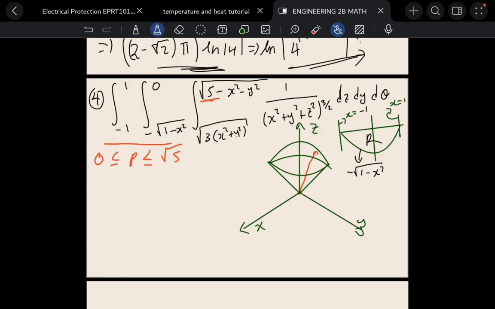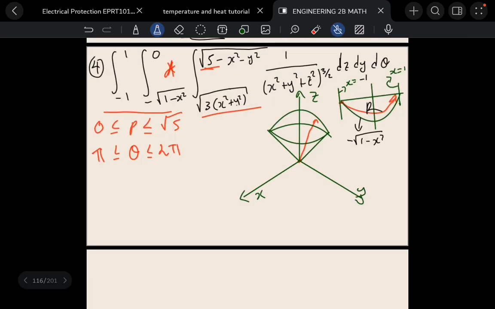Now your theta, if you look at this particular region that is given there, because the origin starts here to there, your minimum is pi, your maximum is 2 pi. So take note whenever you're given a problem in this form, you need to understand that your last two integrals will resemble your theta. And your phi value only depends on the cone.